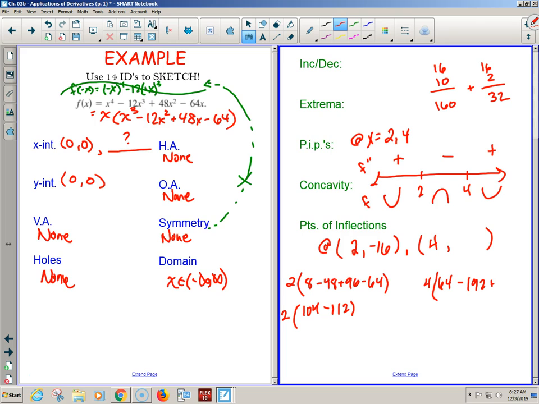Plus 48 times 4 is 40 times 4, which is 160 plus 32, so 192. Oh, look at that! They go away. And then 64. Hello? So we're just fine. An x-intercept. Did you see it?